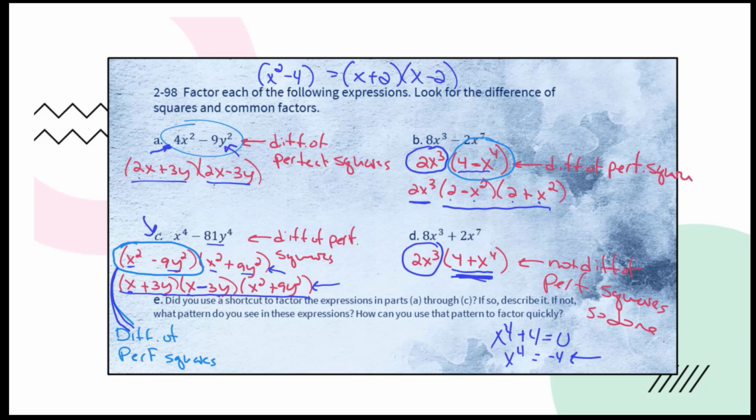So the question on part E is, did you use a shortcut to factor the expressions in parts A through C? If so, I think it's funny because they sort of give away the answer that D is not using that hint or that shortcut. If so, describe it. If not, what pattern do you see in these expressions and how can you use that pattern to factor quickly? So what I found in all of them was the perfect square and the difference of perfect squares, except for in part D. And so that's kind of important. So you've got it here, you've got it here, and here. And once you master the difference of perfect squares on all kinds of concepts, your life gets so much easier.